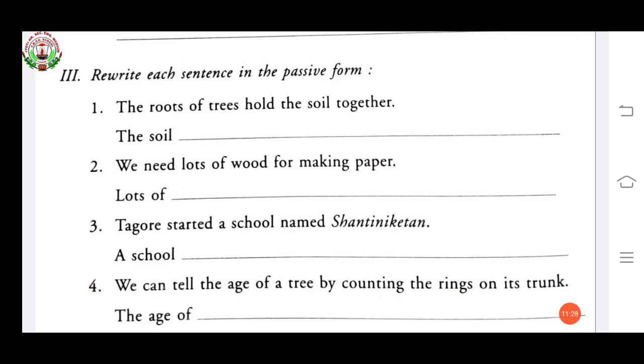Now see the third one. Tagore started a school named Shanti Niketan. Here Tagore is the subject in the sentence. What did he do? He started a school named Shanti Niketan. Now what you have to do? We have to put the action first. A school named Shanti Niketan was started by Tagore.